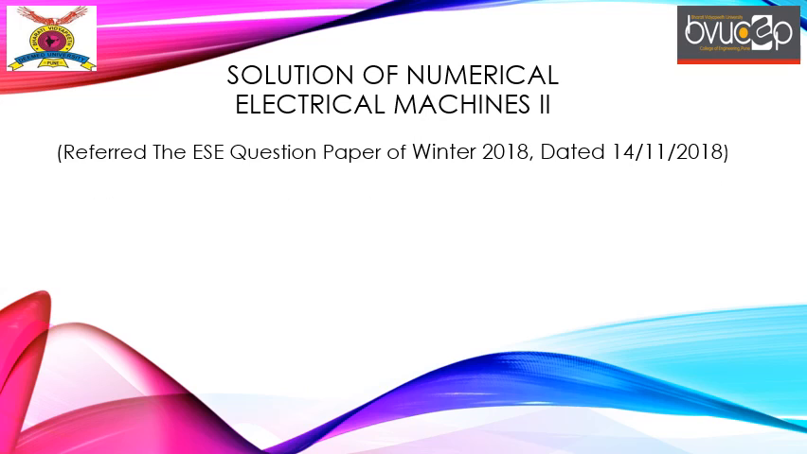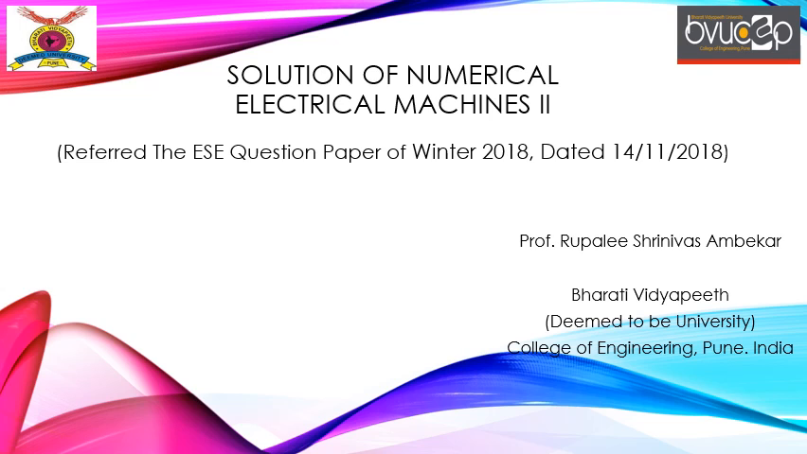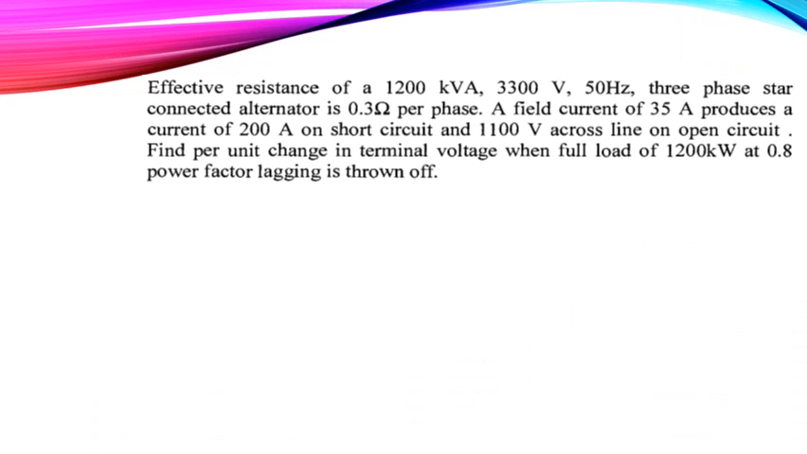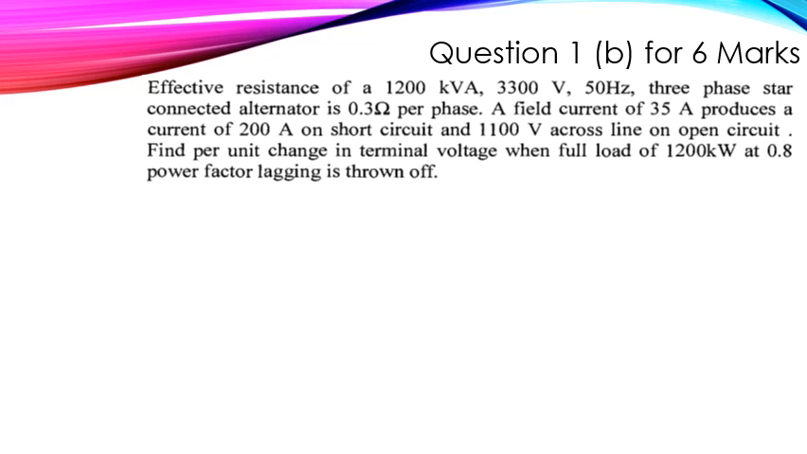Now we'll see the second end semester examination question paper of winter 2018. Here again we will apply the basic concepts of electrical machines that we already learned in Electrical Machines 1 and 2 to solve the numerical questions of this end semester examination. So let us begin with the first question, that is question 1b, which is for 6 marks.